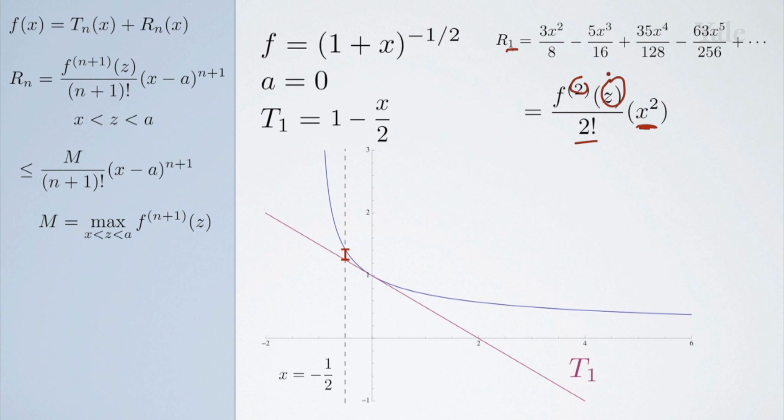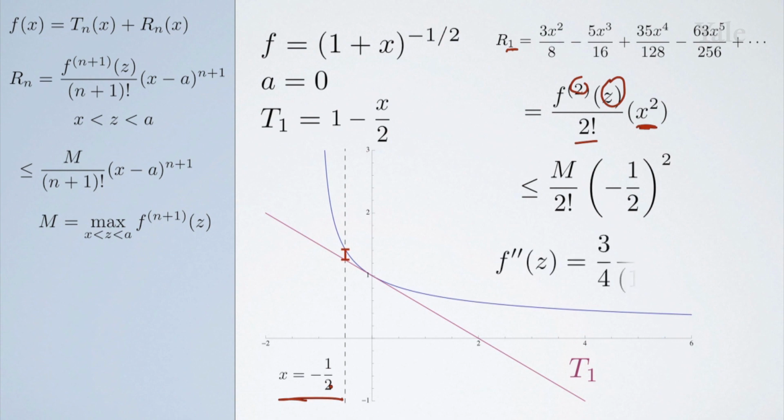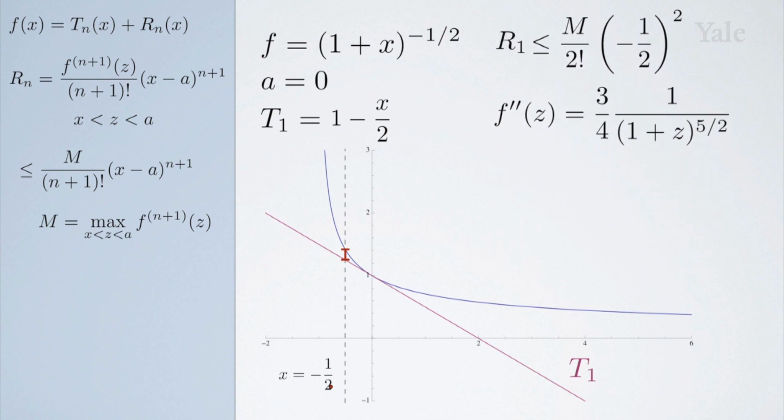We do know that z lies between negative 1/2 and 0, because negative 1/2 is our point of approximation. 0 is our center of approximation. So we substitute all of these values in. And so we know that x was negative 1/2 squared. We have 2 factorial here. We still don't know what capital M is. So we have to bound our second derivative.